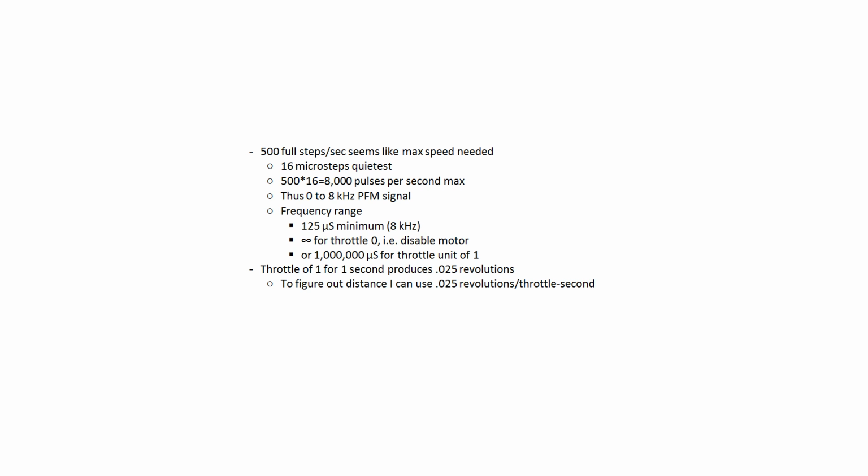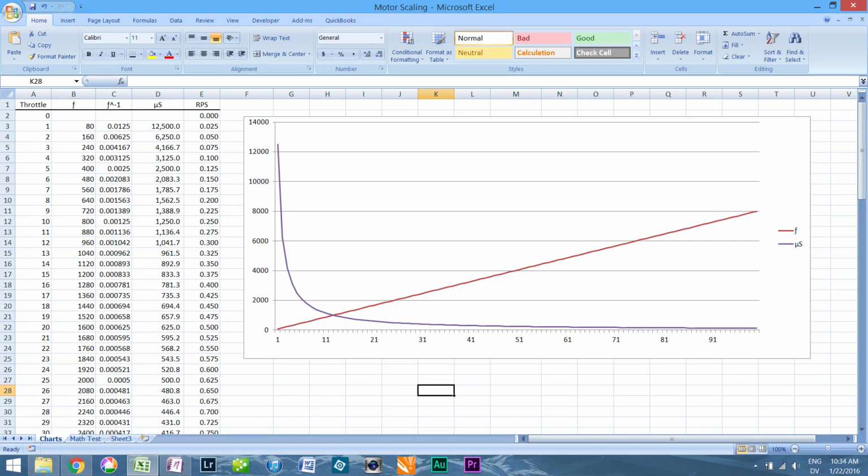So my PFM signal needs to go from 0 to 8 kilohertz. If we invert those values, the frequency range for that 8 kilohertz means that my minimum period is 125 microseconds. That's millionths of a second. For no motor speed, you need to disable the motor, so that's effectively an infinite period. But for the slowest operating speed of the motor, we're going to use one pulse per second, which is 1 million microseconds. For the time being and for simplicity, I've decided to vary my throttle number between 0 and 100. 0 is no motion, 1 begins the motion, 100 is top speed. So there's actually 101 values.